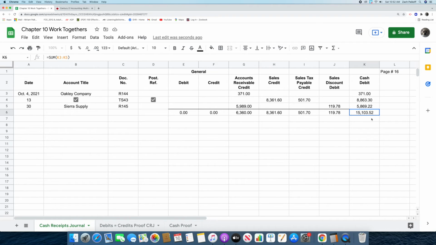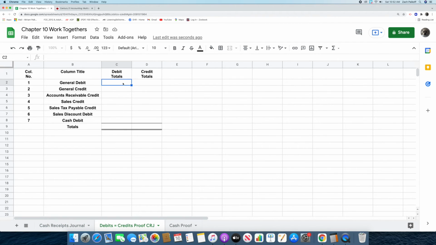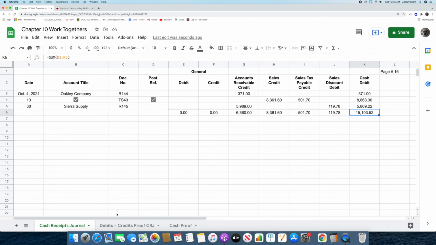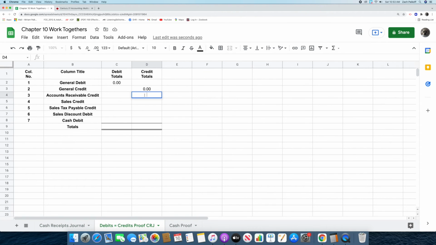Now, before we put in the last day of the month, identify these numbers as totals, and draw a double line rule, we're going to prove that our debits equal our credits. So the total in the general debit column was nothing. The total in the general credit column was also nothing. The total in the accounts receivable credit column was $6,360.